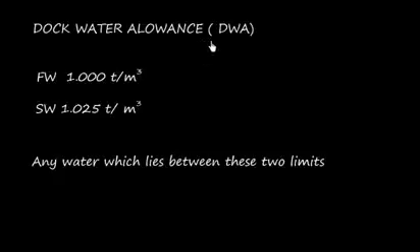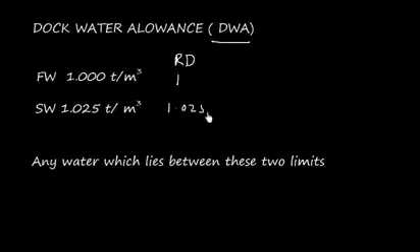Dock water allowance, that is a DWA? Well, first let me define what is a dock water. We know that the freshwater density is 1 ton per cubic meter, or a relative density is 1, and also the salt water is having 1.025 ton per cubic meter, and the relative density of salt water is 1.025. Well, any water which lies between these two limits is called dock water.